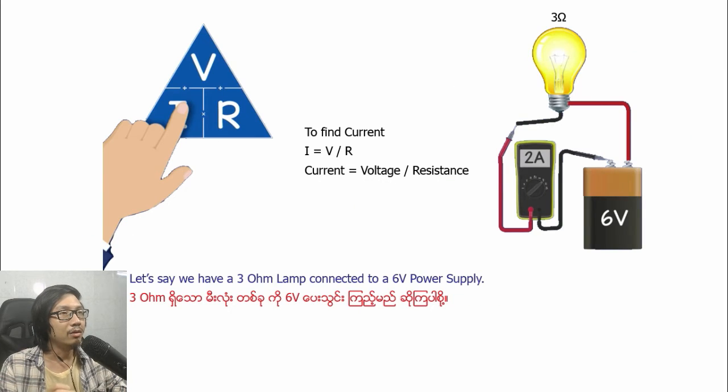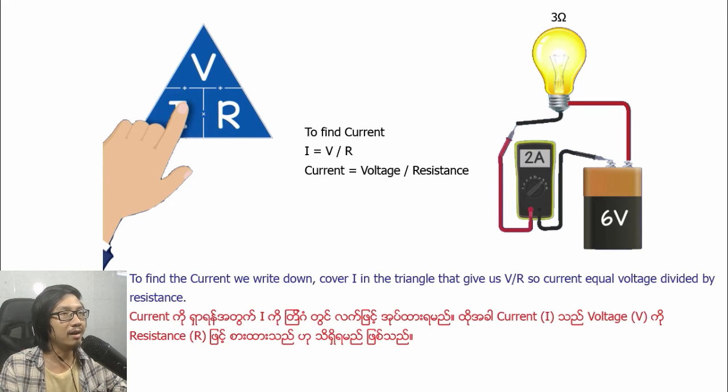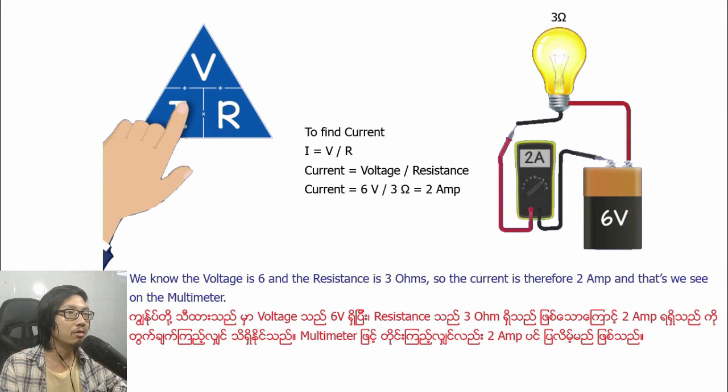Let's say we have a 3 ohm lamp connected to a 6 volt power supply. To find the current, we cover up I in the triangle, which gives us V by R. So current equals voltage divided by resistance. We know the voltage is 6 and resistance is 3 ohm. So the current is therefore 2 ampere, and that we see on the multimeter.